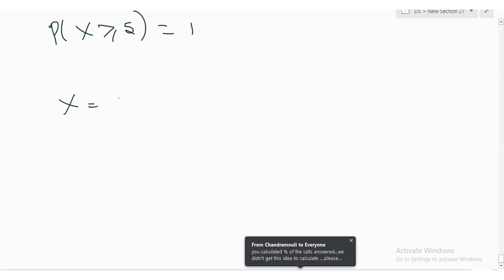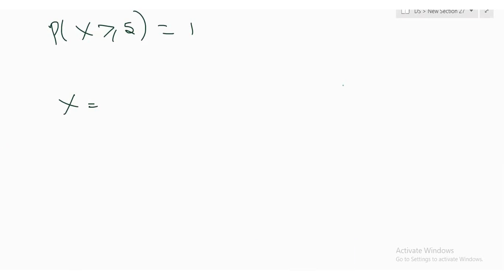So x equal to my binomial random variable, calculated percentage of the calls answered. We did not get the idea to calculate. Please educate us. What is the education?